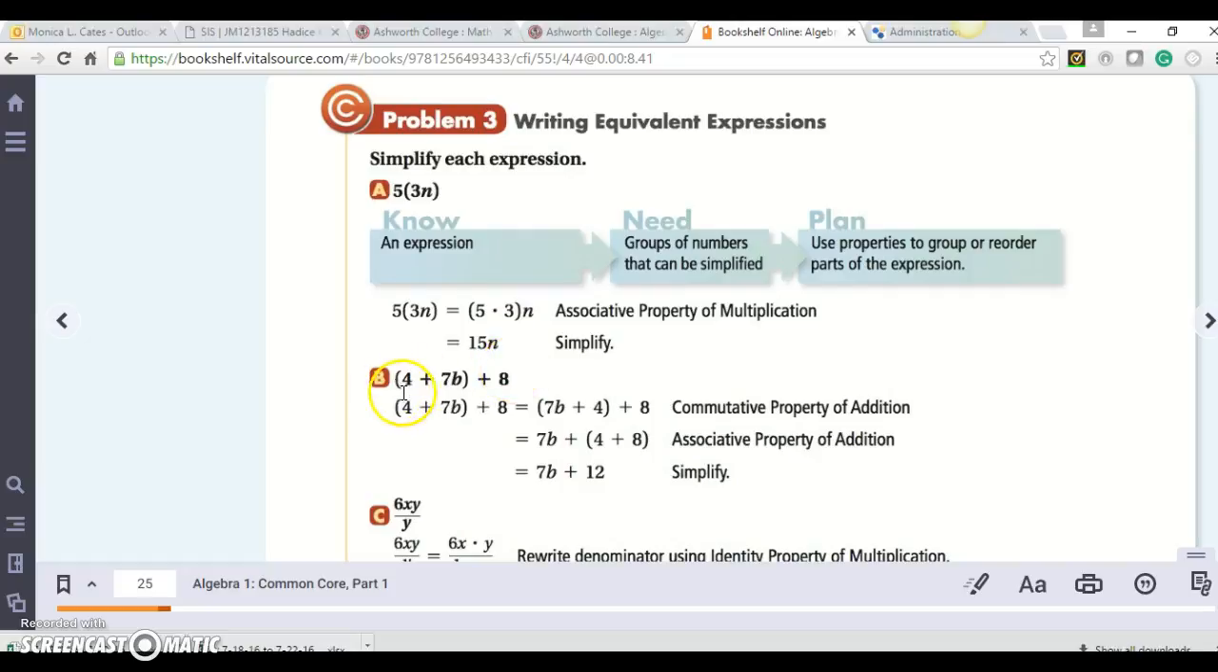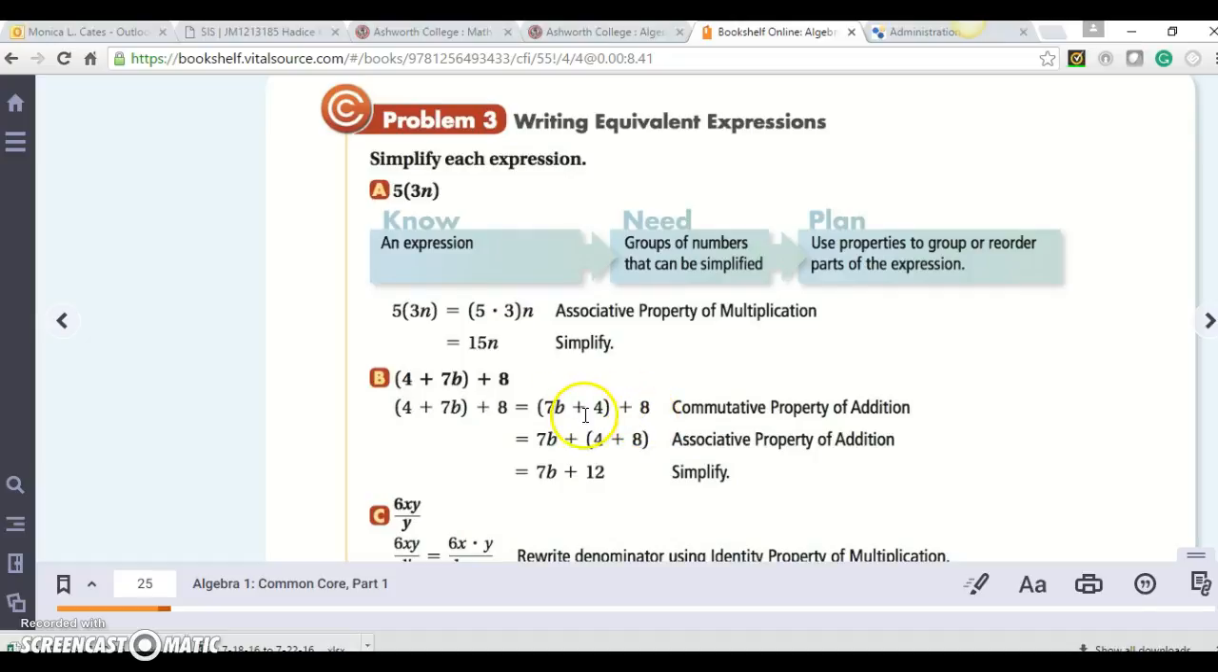Here's another example. I have 4 plus 7b plus 8. And so we know that we can only add the 4 and the 8. So the first thing that I would do is switch positions. So that would be commutative property. So that would give me 7b plus 4 plus 8.